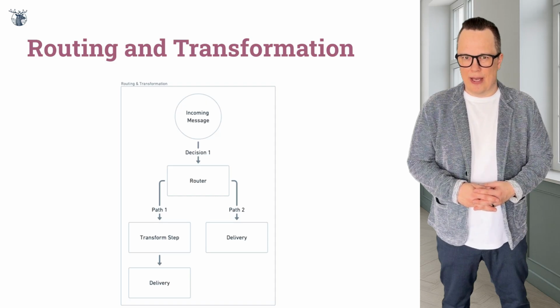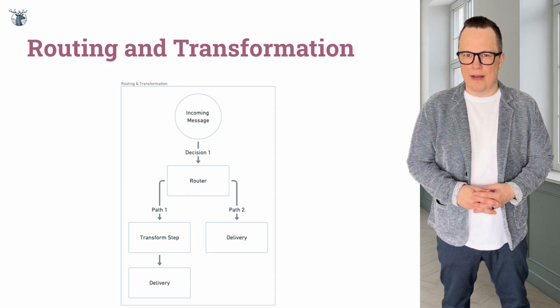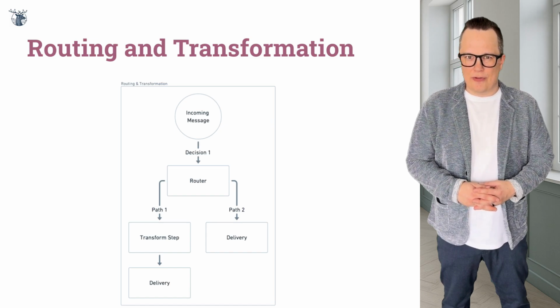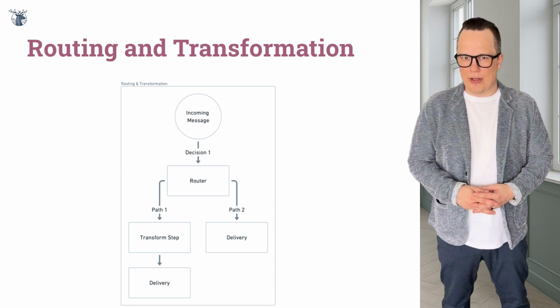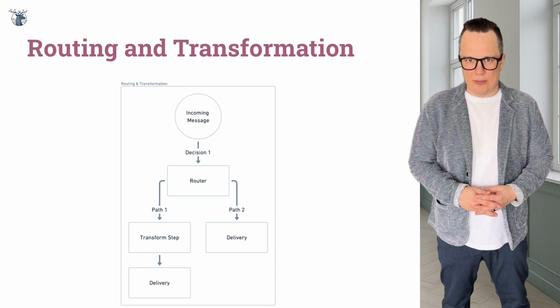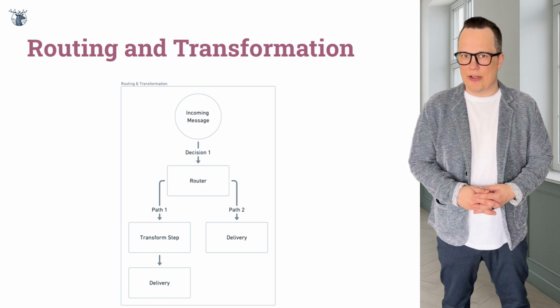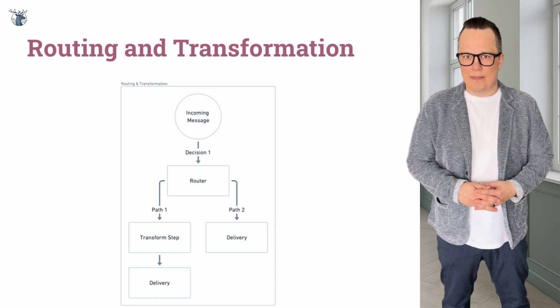You inspect the message and send it to the correct destination. The logic can be based on message type, content, headers, or any other condition. Then we have transformation. In most real-world integrations, different systems speak different languages. One system sends a message in XML, another expects JSON, one uses euros, another uses cents. Transformation changes the structure or content of the message so that the receiver can understand it.